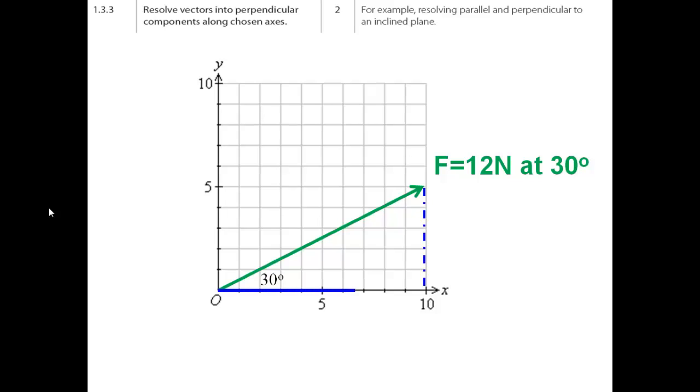We want to find out what is the horizontal component of this vector. Now you can see that this is basically a right angle triangle, so we use basic trigonometry to calculate what the horizontal component will be. Now we have the angle 30 degrees, and the horizontal component is the adjacent, so we're going to use cosine. So the horizontal component of the force is the original force F times cosine of the angle, which is 12 cosine 30.